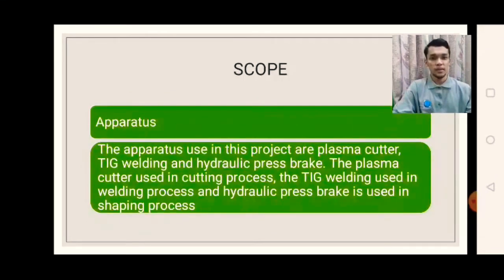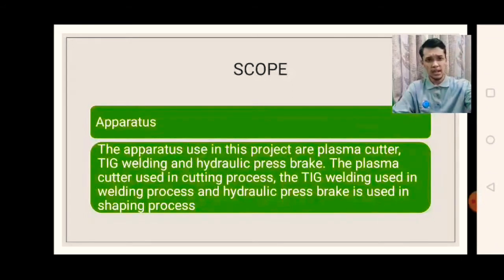Next is apparatus. There are 3 apparatus used in this project. First is plasma cutter. Second is TIG welding, and third is hydraulic press brake. The plasma cutter is used in the cutting process. The TIG welding is used in the welding process, and the hydraulic press brake is used in the shaping process.